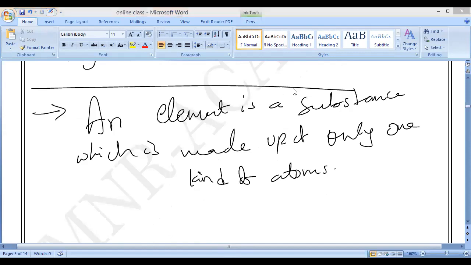Tamil Selvan, are you there in the meeting? Tamil Selvan is not there. Why are these fellows not joining? I don't know.